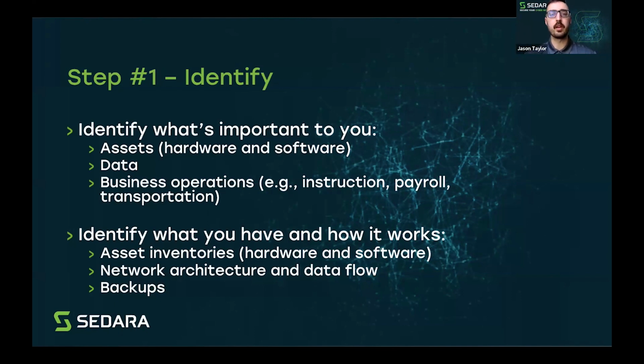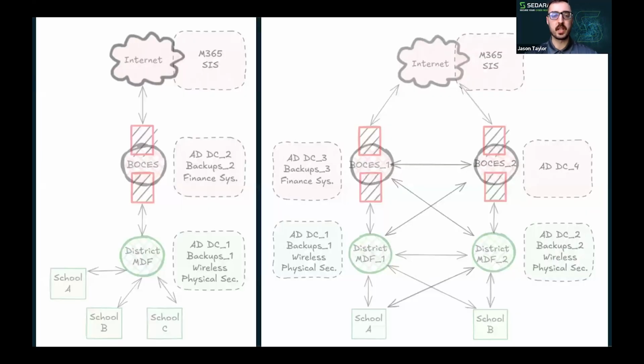Once we know what's important to us, now we have to identify how it actually works. What specifically are our important assets? Where are they located? How do they talk to each other in our network? How does data flow between them? And do we have backups of those systems or data? So first identify what's important to you, and then identify how it works. Maybe this practical example will help to clarify that.